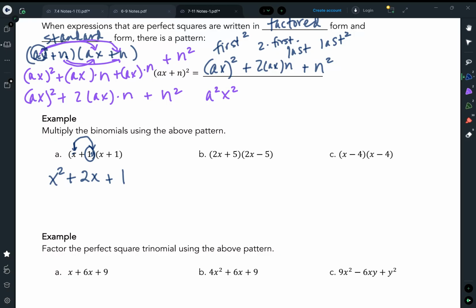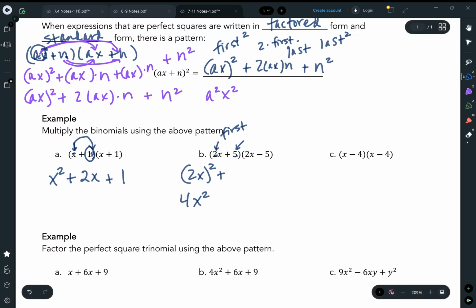Let's try it on the next one. My first term is the 2x. I want to take that entire 2x and square it. That's going to be 4x squared. My middle term, I get by multiplying the 2x and the 5 together, and then I want to double it. Oh, you know what? These are wrong signs here. We need to fix this. They're supposed to both be minus signs, otherwise this is not what I'm looking for. So let's make them both minus signs.